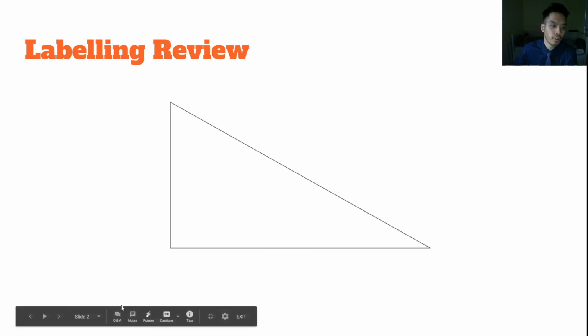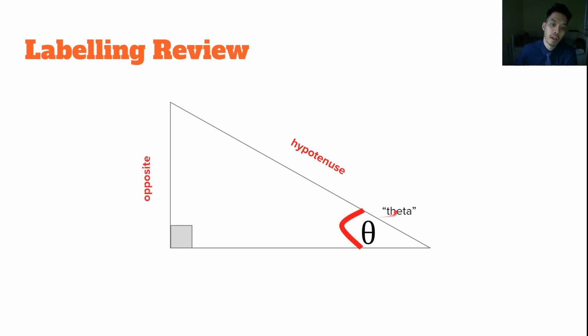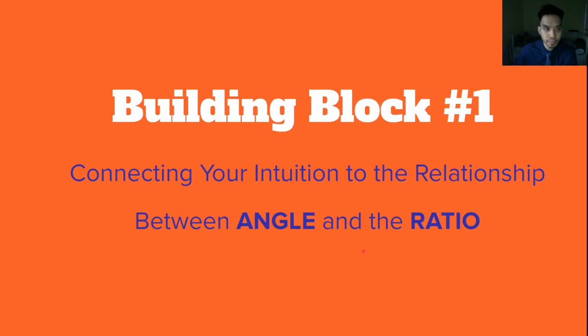So before we start, we're going to look at some labeling review. Remember, we're always working with 90-degree triangles now, and the side opposite the 90-degree angle is called the hypotenuse. When we're working with trigonometry, we always have to choose something called the focus angle, and I'm going to label it theta. Now that we have a focus angle, we can label the opposite side across from that focus angle. We can also label something called the adjacent, which is next to the focus angle.